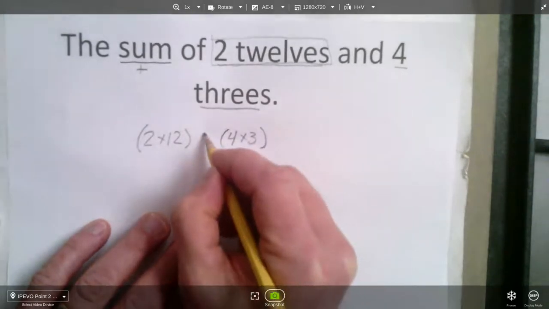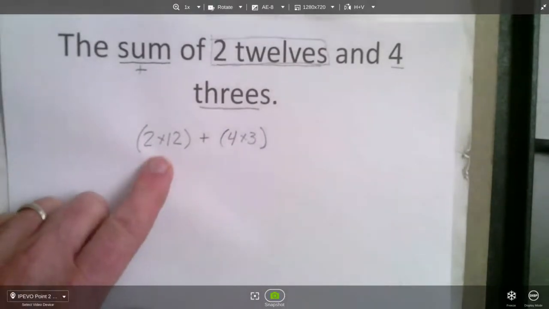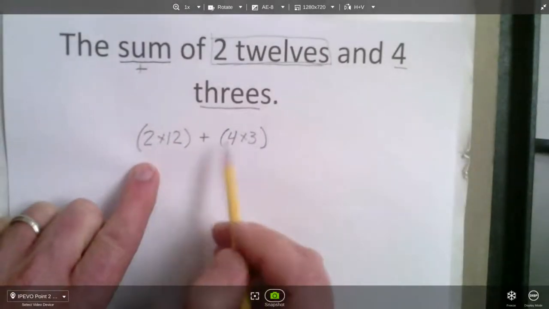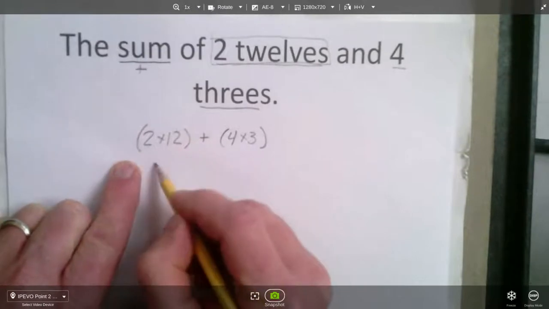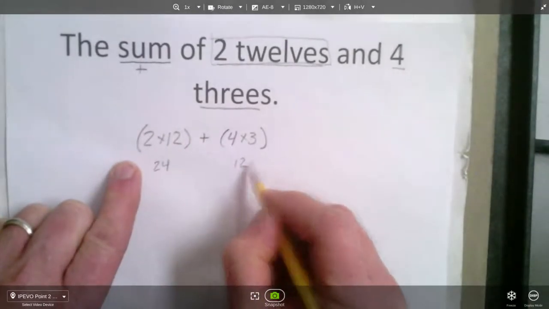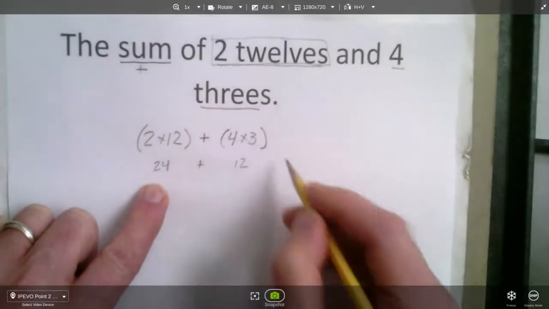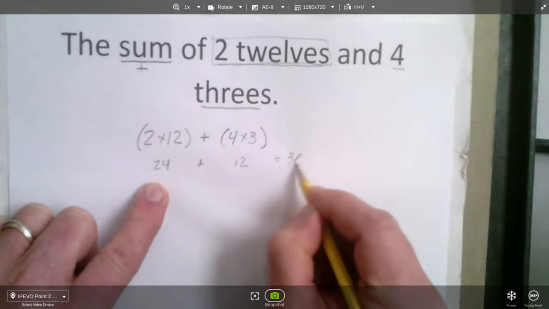I'm going to use the plus sign. Now, if I were going to solve this, I'm going to do what's in the parentheses first. So 2 times 12 is 24. 4 times 3 is 12. And what's 24 plus 12? Well, 24 plus 12 is 36.